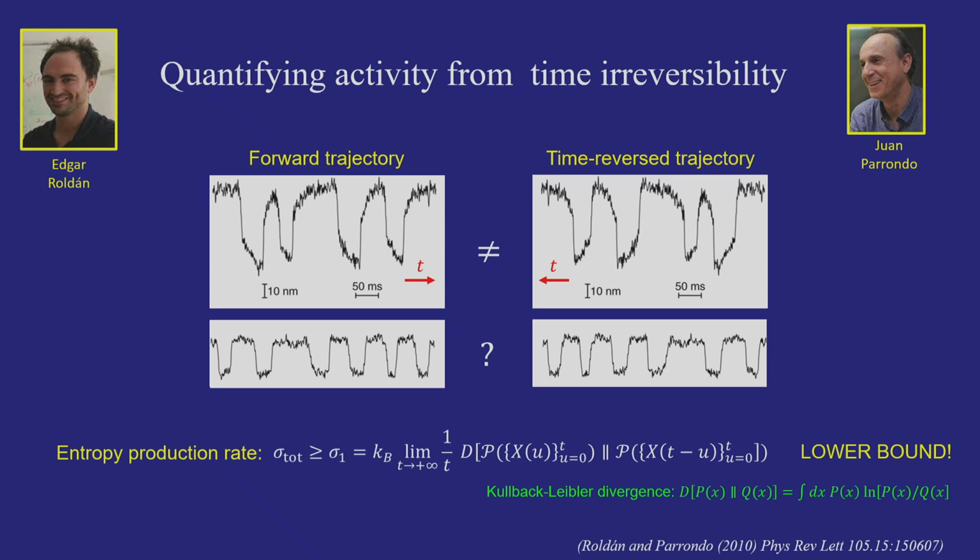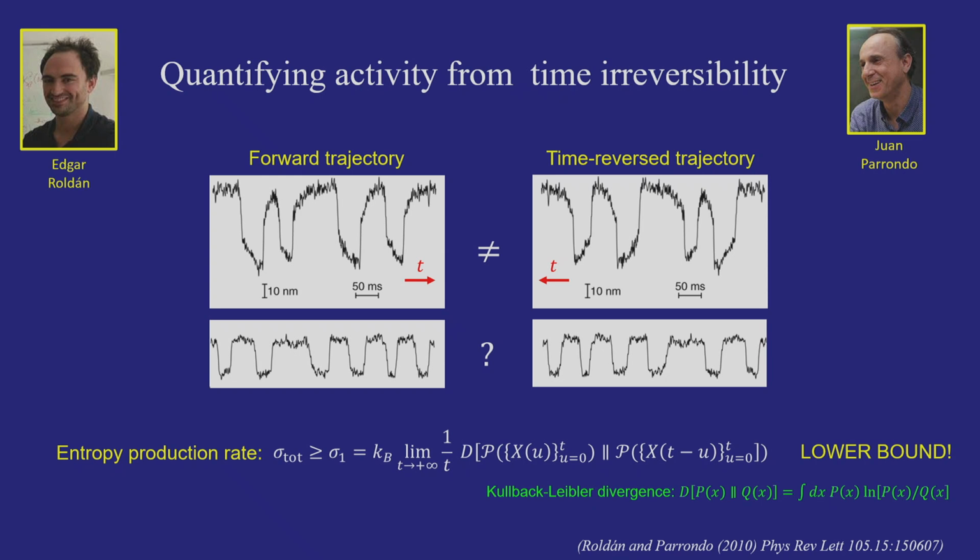Now, if we want to use this formula to estimate how much there is, there's also a difficulty in that we don't have access to all possible trajectories that the hair bundle might explore. So therefore, it's impossible to assess the probability to observe a given one. However, Edgar came up with a nice solution to that problem, which relies on the invariance of the Kullback-Leibler divergence with one-to-one transformations.